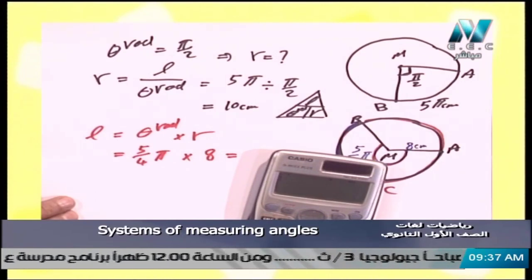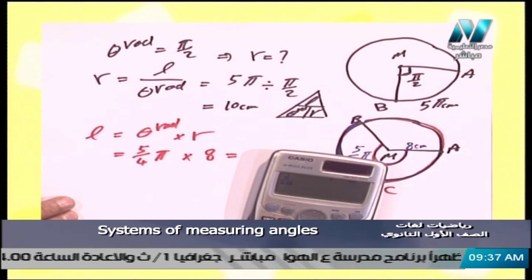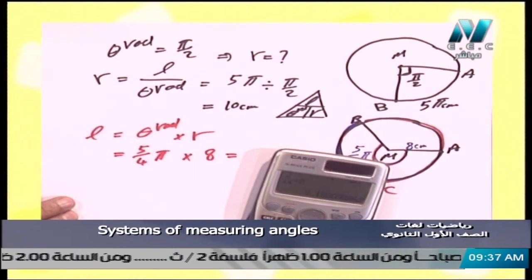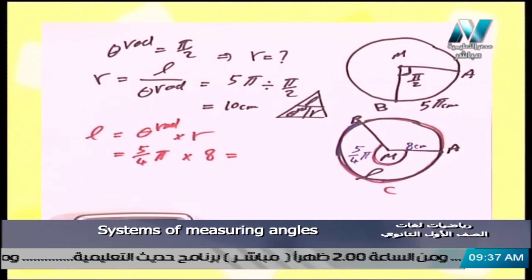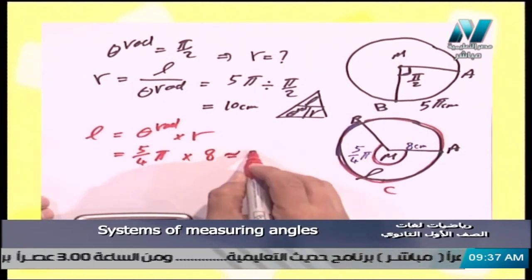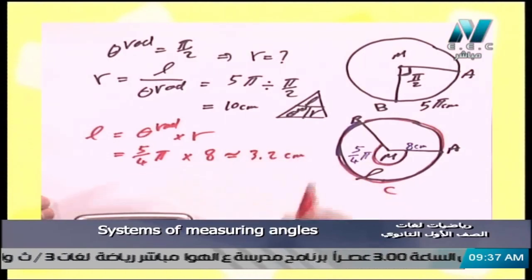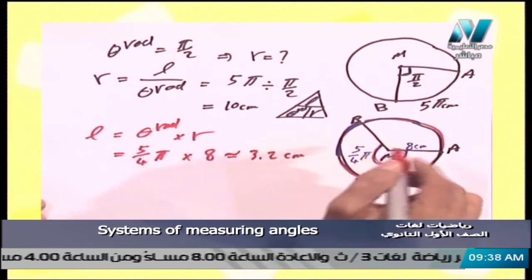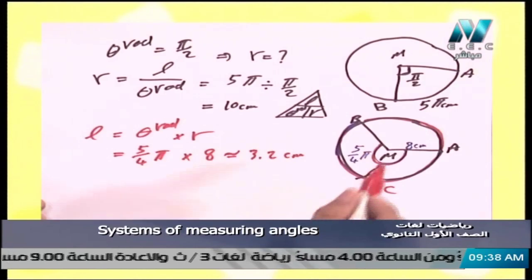5 over 4 pi times 8 equals approximately 3.2 centimeters.